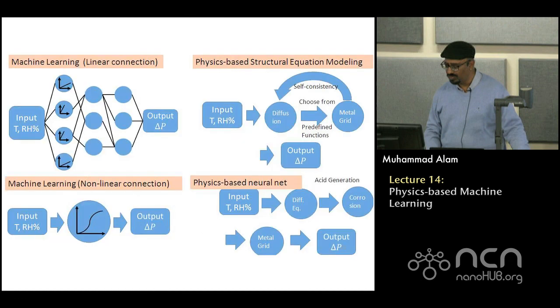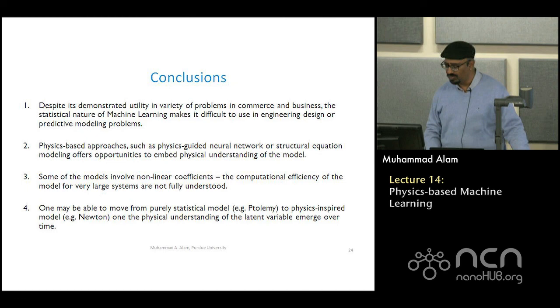And finally, you have these various combinations. You can do pure machine learning, statistical. You can use this nonlinear one that I just showed. Structural equation modeling, you can do that. Or you can do physics-based machine learning, non-neural net. So these are the various levels of approximation you do for these things. So let me conclude with this: I think machine learning is very useful, but for engineering problems, I think it's better to be a little bit more physics-based.